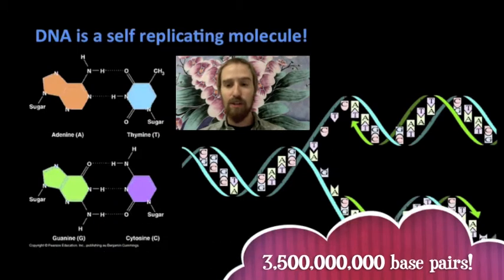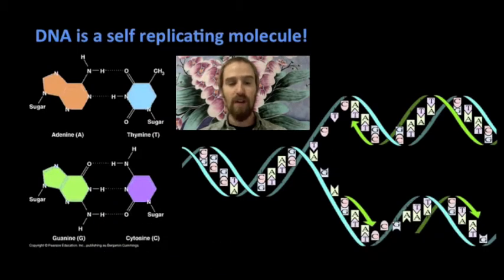Imagine being asked to precisely copy down a code of 3.5 billion letters all in a row. Then imagine doing that over and over and over again without making any mistakes. If you can imagine that, you'll come close to recognizing how remarkable DNA replication really is.